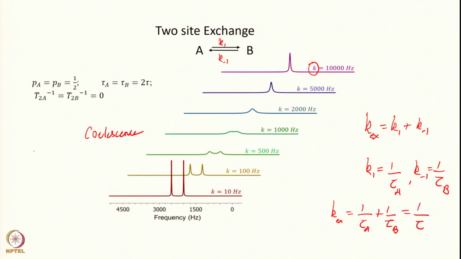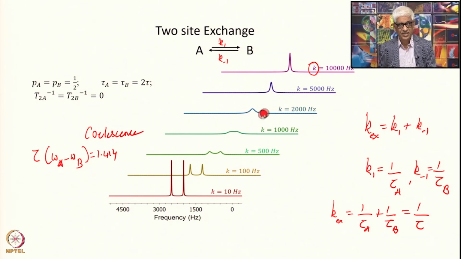When that happens, tau into omega A minus omega B is equal to 1.414. When this condition is satisfied, then you will see coalescence, you will start getting a single line. Now what happens after that? The exchange rate increases further, then the lines start narrowing further, becoming sharper and sharper.